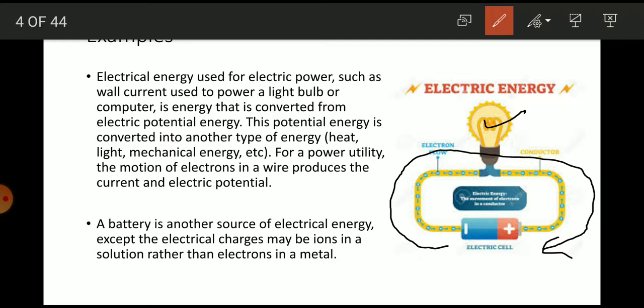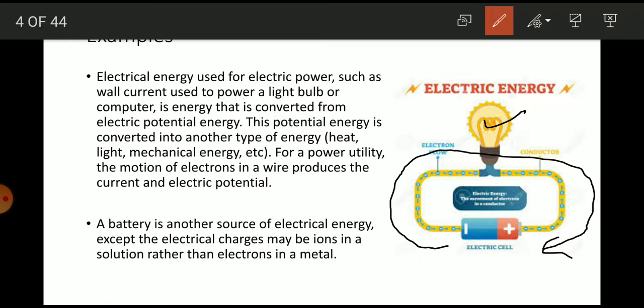wall current used to power a light bulb or computer is energy that is converted from electrical energy. This potential energy is converted into another type of energy: heat, light, mechanical energy, etc. For a power utility, the motion of electrons in a wire produces the current and electric potential.